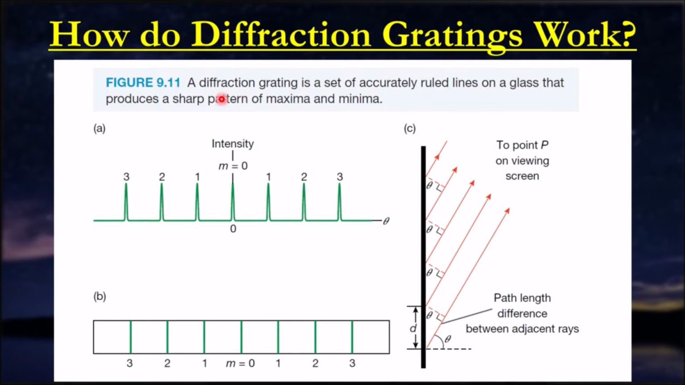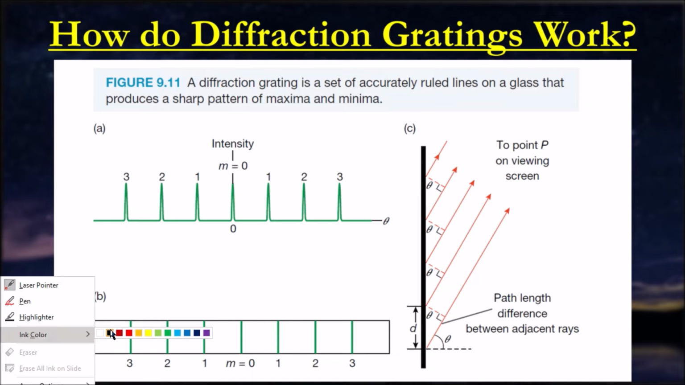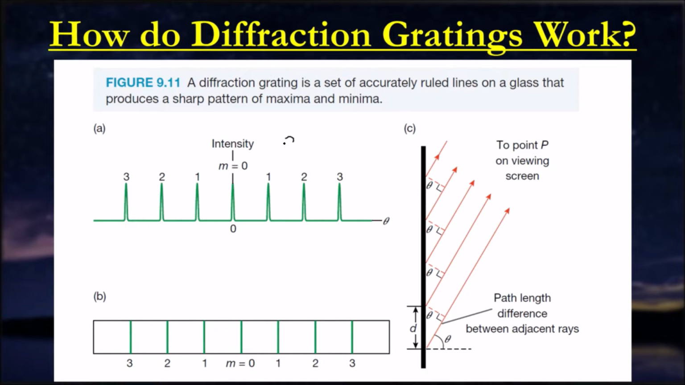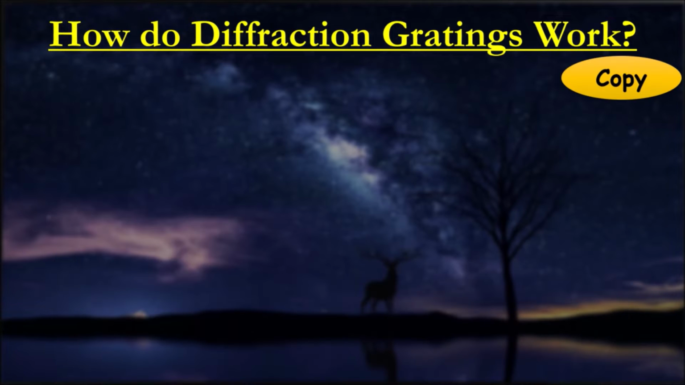Another way to put it, a diffraction grating is a set of accurately ruled lines on a glass that produces sharp patterns of maxima and minima. So this is really useful with our analysis of the equation d sin theta = n lambda. That's helping us to work out the path difference between the light and what's happening there. So really nice sharp patterns.